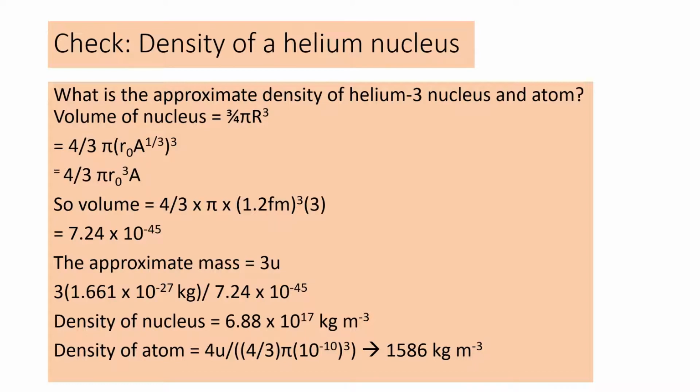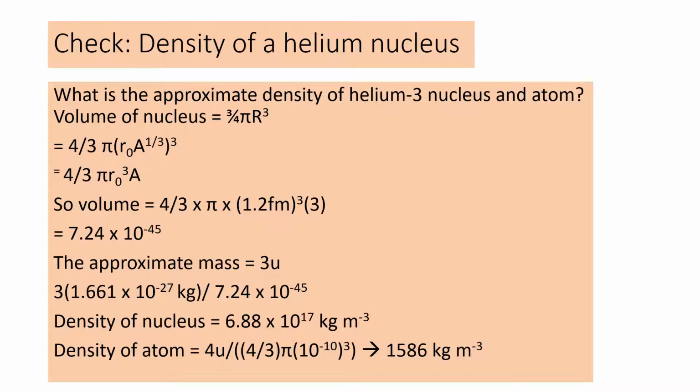And in the question, it says helium-3. Helium-3 tells you the mass number or the nuclear number. So we multiply that by 3. So in the end, we get the volume as 7.24 times 10 to the power of minus 45 meters cubed.